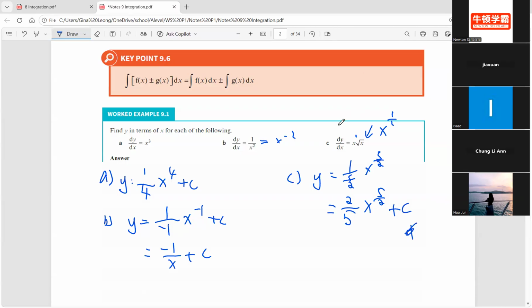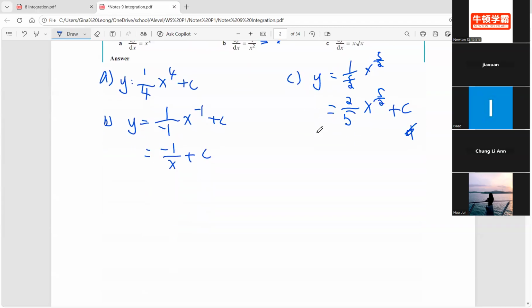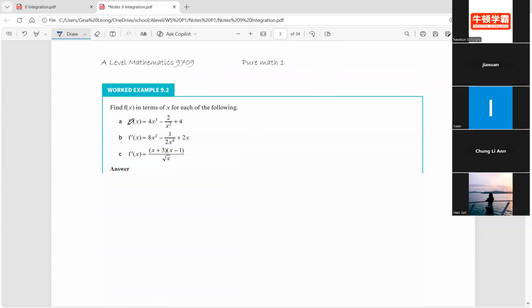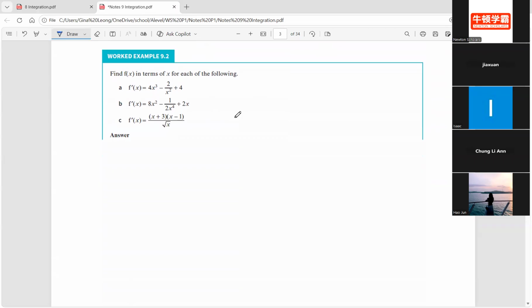Okay, if any question, you can just stop me. You can put it in the chat box here. Okay, so we go for the 9.2 example. When we have a lot, then we do it separately. So before that, usually I will simplify first so that it is easier for me to get the answer.